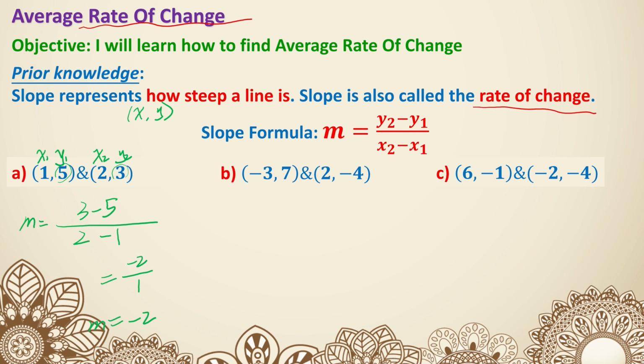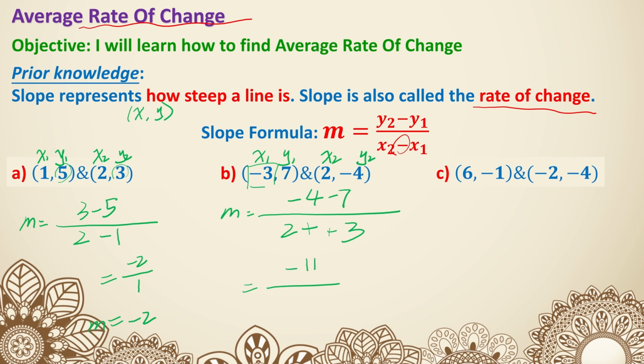Now you can come back and check. Let's label them x1, y1, x2, y2. M equals y2 minus y1 is negative 4 minus 7. x2 minus x1 is 2 minus, this is where you gotta be careful. Minus is already in the calculation, but the number itself is a negative 3, so it's going to be subtracting a negative 3. You need both the negative signs, and they will become positive. The top is a negative 11, the bottom is a positive 5, and you can't simplify that fraction.